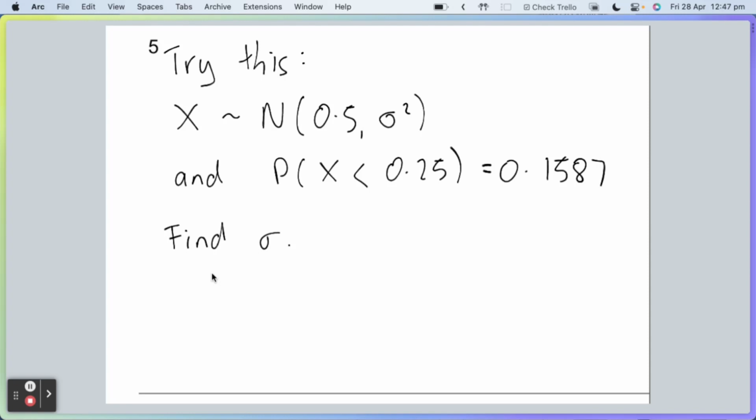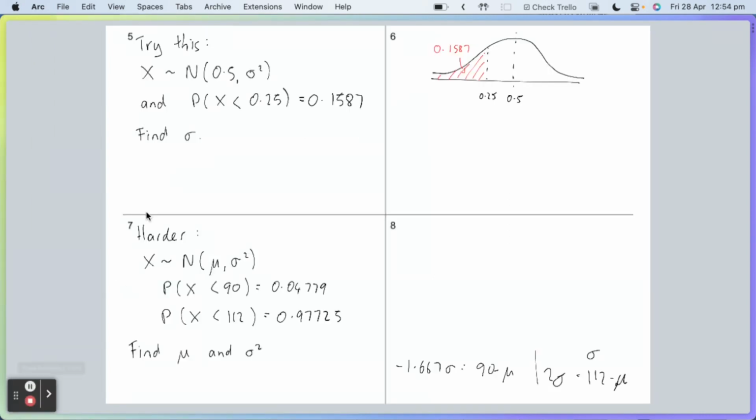How is it different? Instead of the unknown mean, it's an unknown variance or standard deviation. I've made a bit of a start on the problem up here with the diagram. So I'm told that the mean is 0.5. I'm told that for x less than 0.25, so I know it must be down here because it's less than 0.5, that is equal to 0.1587. So I'm just having a bit of an estimate as to what about 16% of that area would be. It's probably a bit further down, doesn't really matter, but that's my diagram done.